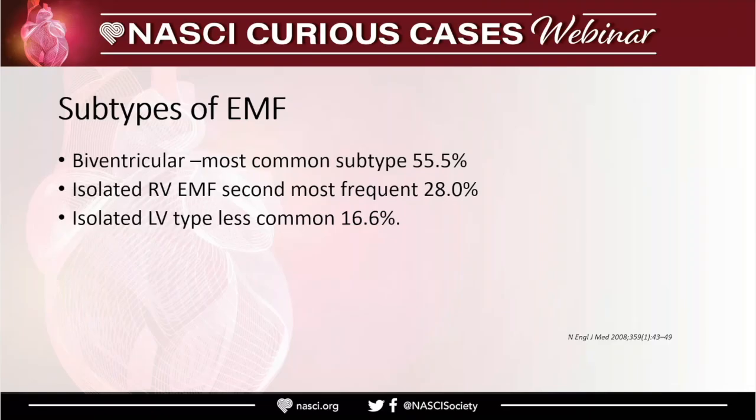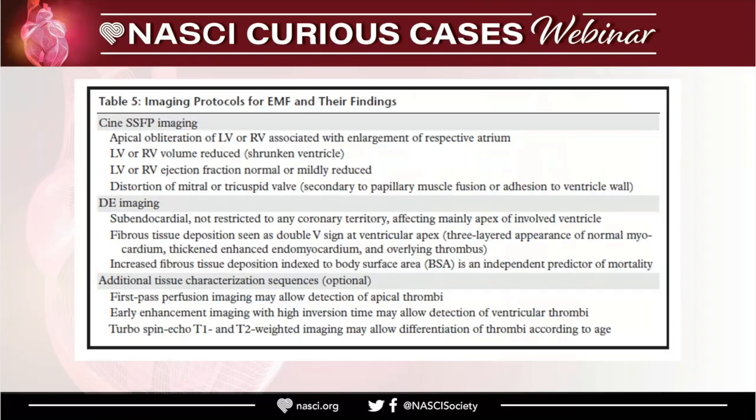The first case that I showed you actually had a strand of fibrotic tissue within the left ventricle as well, so it was classified as biventricular. The biventricular is the most common subtype, and then comes the isolated right ventricular involvement, and the less common one is the isolated left ventricular involvement. This is a tabular representation of how imaging helps us to diagnose EMF.